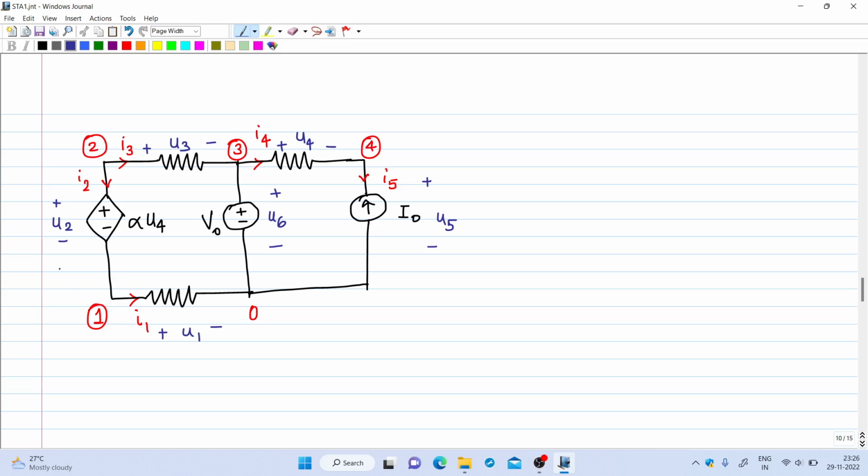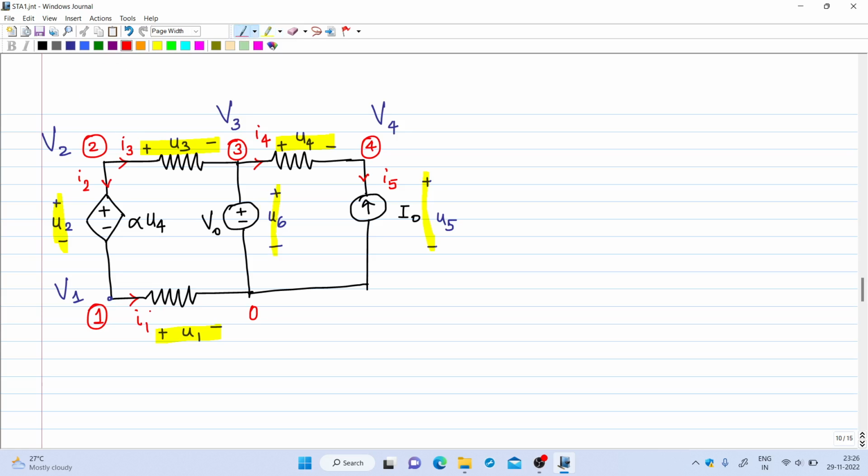So I have marked node 1 voltage as V1 here, node 2 voltage as V2, node 3 voltage as V3, node 4 voltage as V4. Then I have to mark the branch voltages. Branch voltages are marked here. Branch 1 voltage U1, branch 2 voltage U2, branch 3 voltage U3, branch 4 voltage U4, this is U5, this is U6. Then I have to mark the currents.